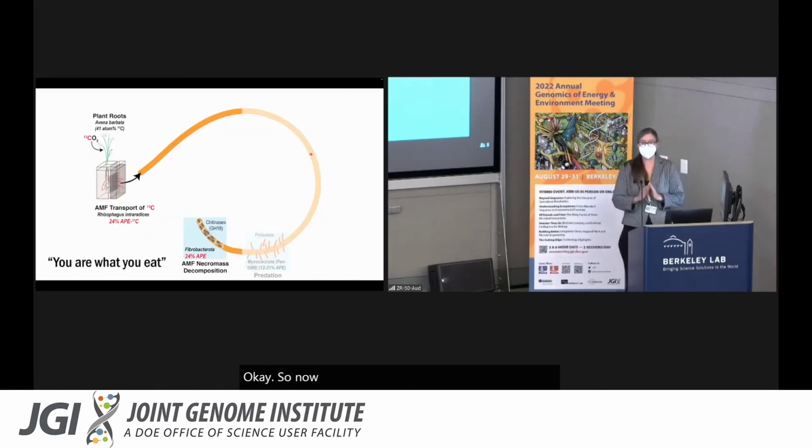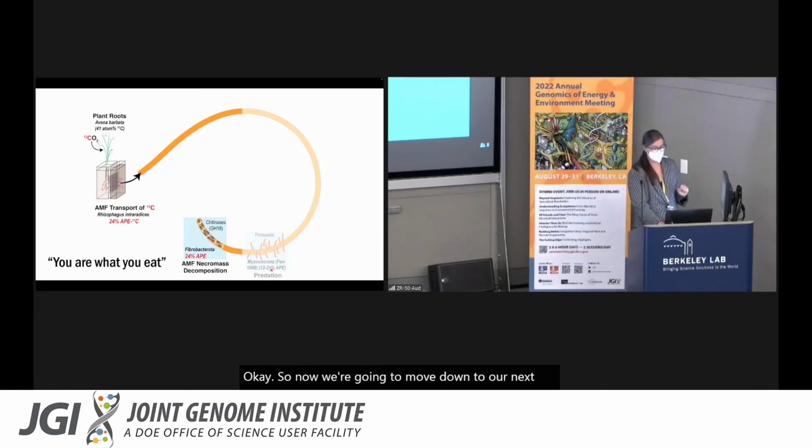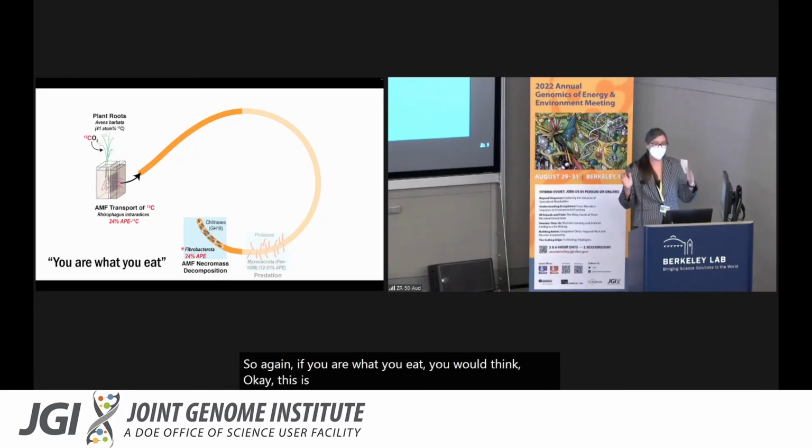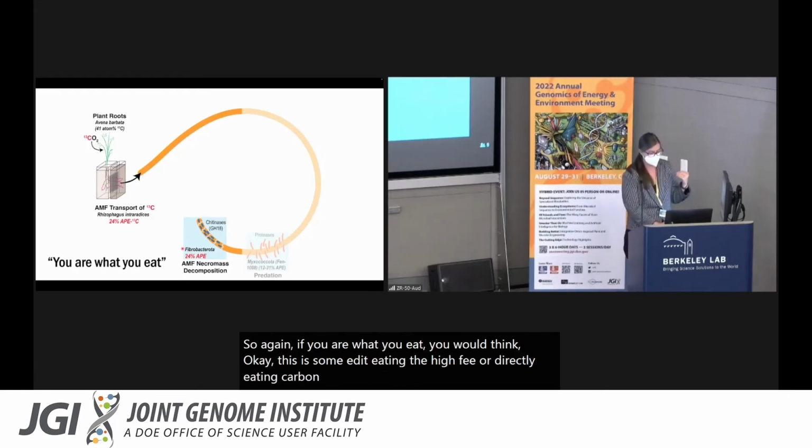Okay, so now we're going to move down to the next rung of our isotopic food web ladder. We started from most highly enriched, and now we're going to go to an organism that had the same enrichment as the AMF. So again, if you are what you eat, you would think, okay, this is either eating the hyphae or directly eating carbon that came from it. So this is a Fibrobacteriota.